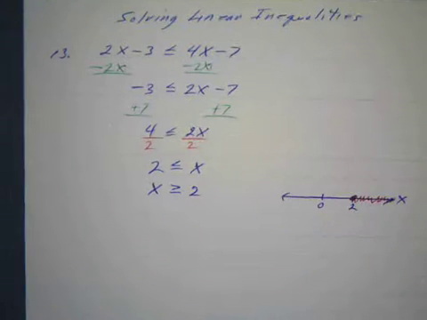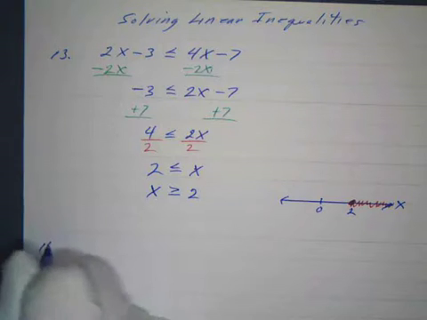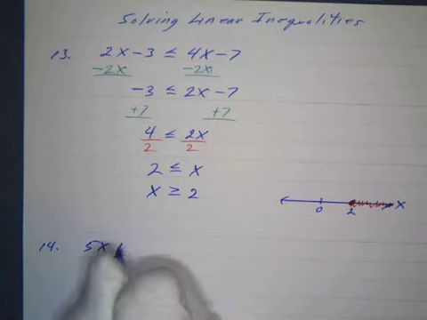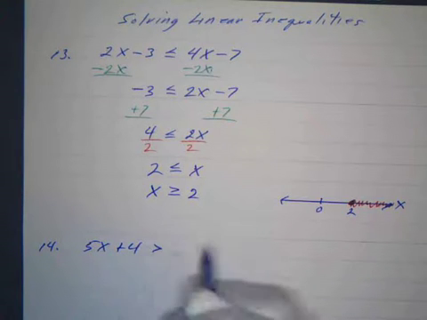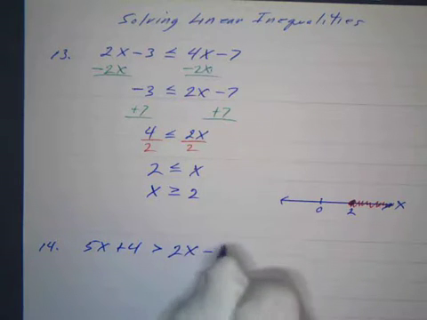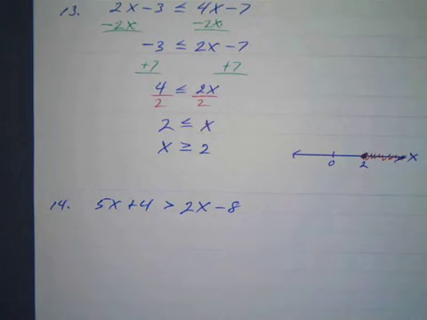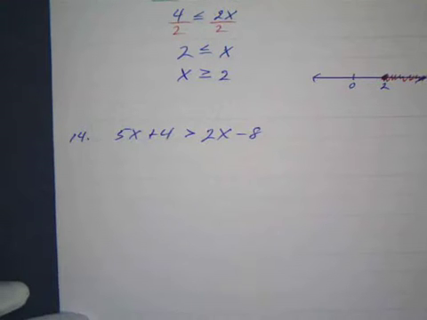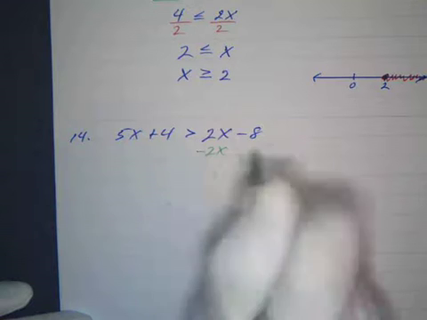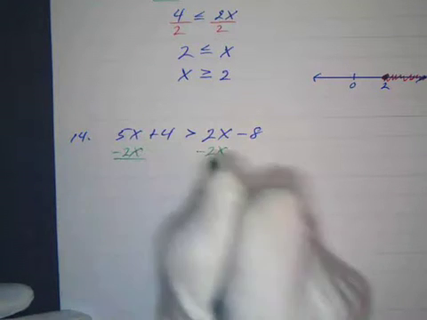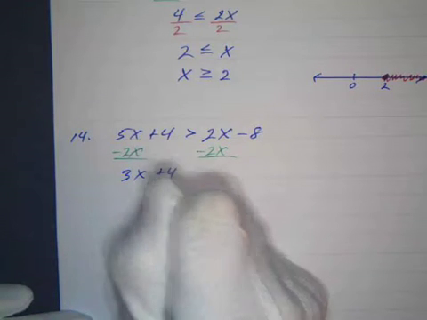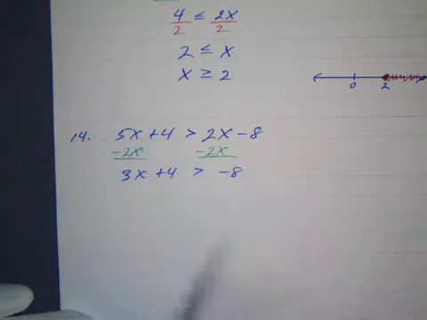Okay, let's try another one. 5x plus 4 is greater than 2x minus 8. Just more practice. Okay, so what have we got? Well, first of all, we try to get our variables on the same side, so I'll subtract 2x from both sides. And 5x minus 2x is 3x, so I've got 3x plus 4 is greater than negative 8.